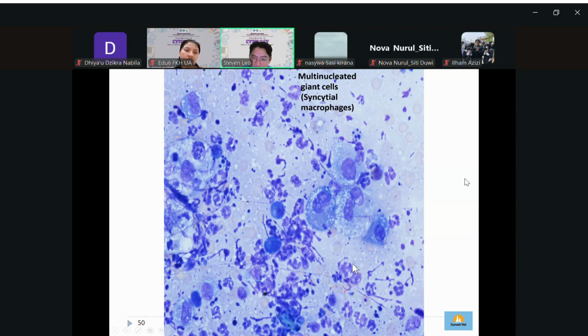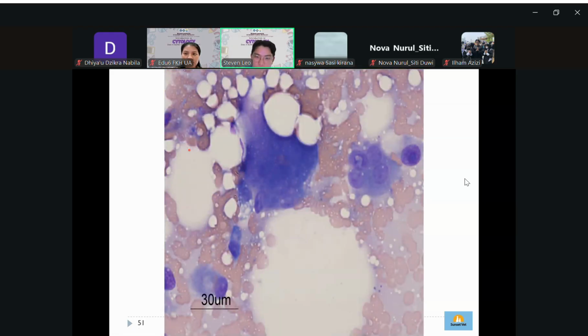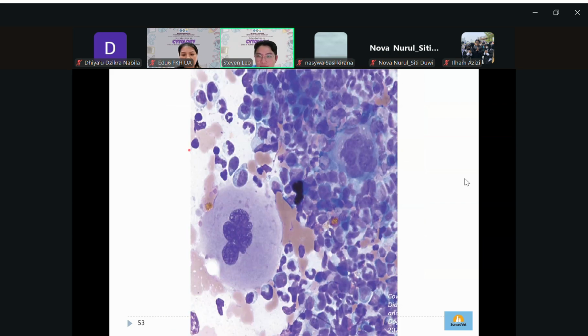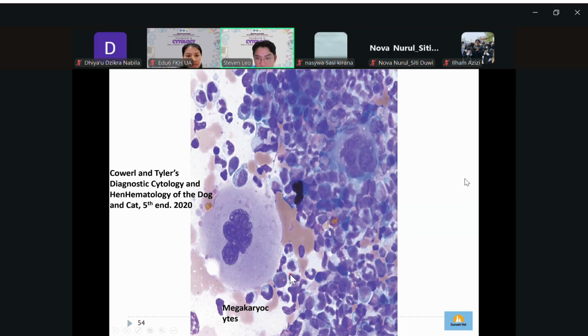you can see the neutrophil starts to get more swollen. This is typically toxic neutrophil. It's from the inflammation. So it must be the big one is the multinucleated giant cells. It's typically of the macrophages. And then this is an example of the osteoclast. And this is the megakaryocyte, which is typically abnormal cells.